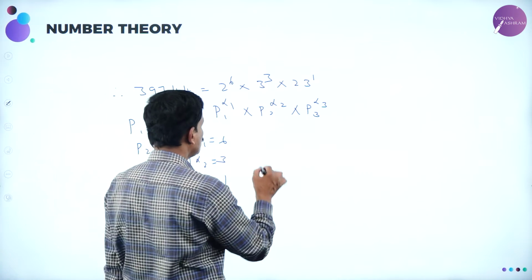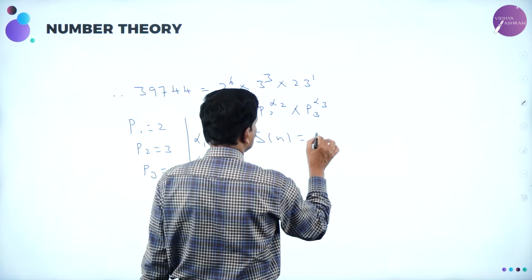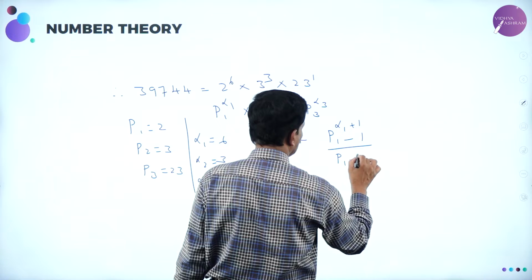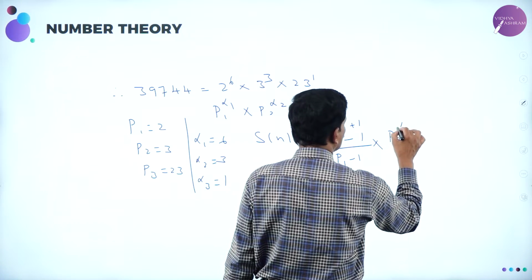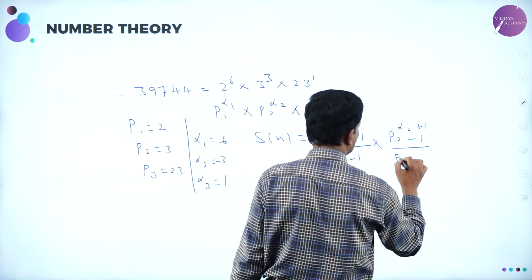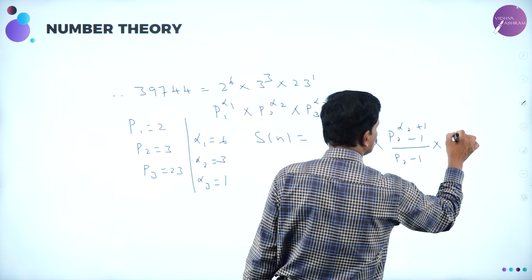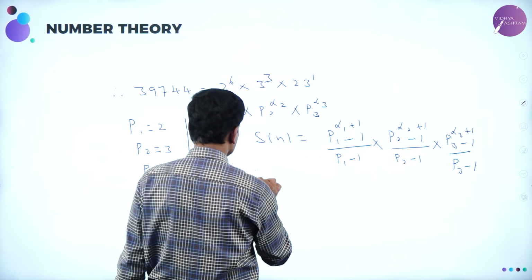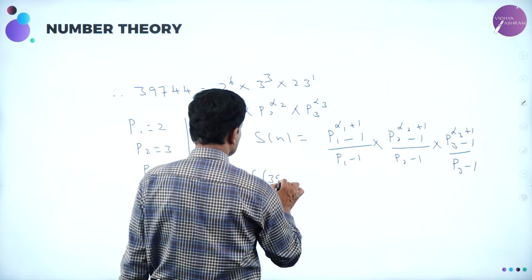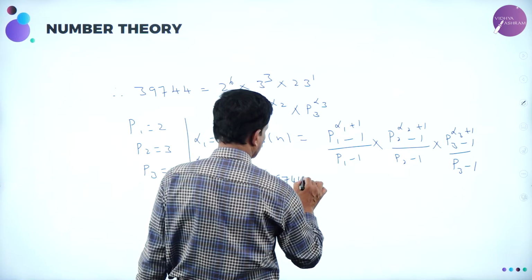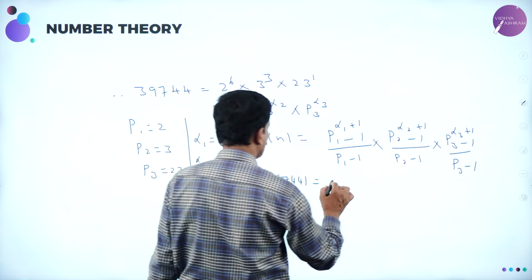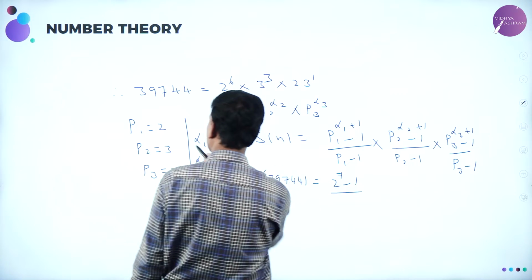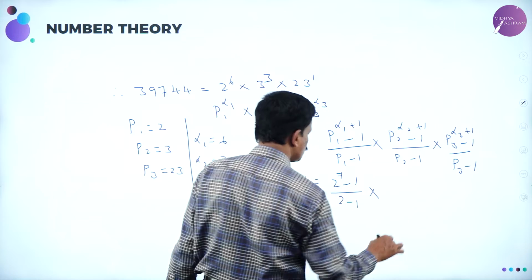Now what is the formula we are going to use? S of n is equal to P1 to the power of alpha 1 plus 1 minus 1 divided by P1 minus 1 into P2 to the power of alpha 2 plus 1 minus 1 divided by P2 minus 1 into P3 to the power of alpha 3 plus 1 minus 1 divided by P3 minus 1. Substitute here. So the sum of the divisors of 39744 can be written as, what is P1? 2 to the power of alpha 1 is 6 plus 1 is 7 minus 1 divided by P1 is 2 minus 1 into P2.